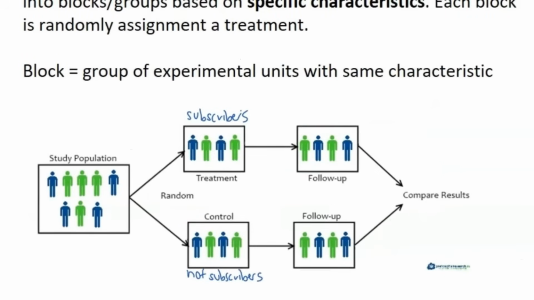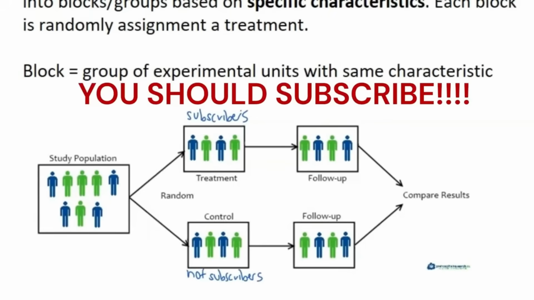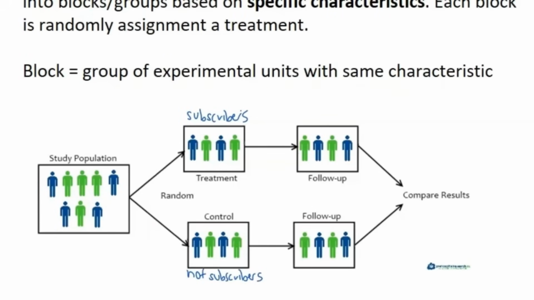Okay, block 1 is PrepWorks subscribers because they all have the same characteristic, right? They're all subscribed to the channel. And then we have another block that is not subscribers. They have the same characteristic. They're not subscribed to our channel.